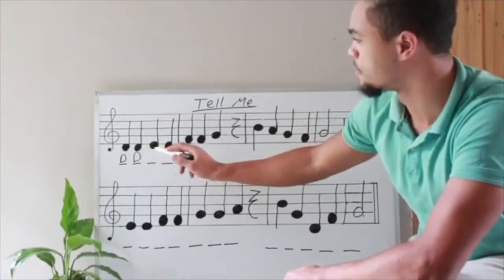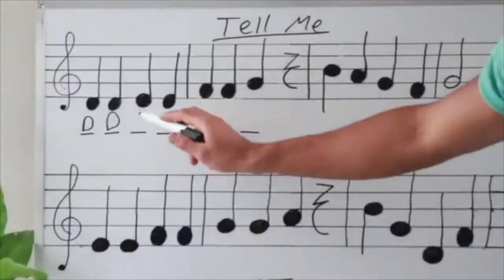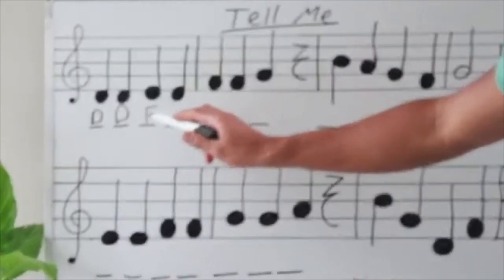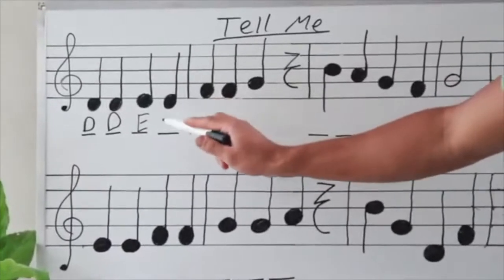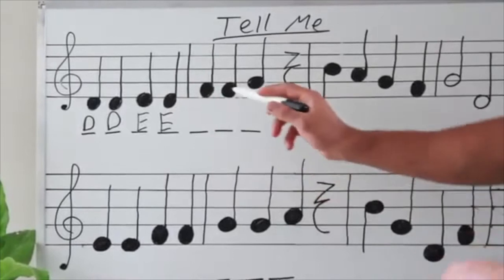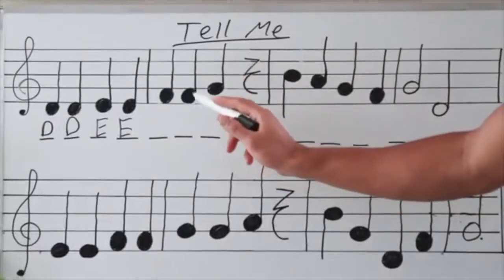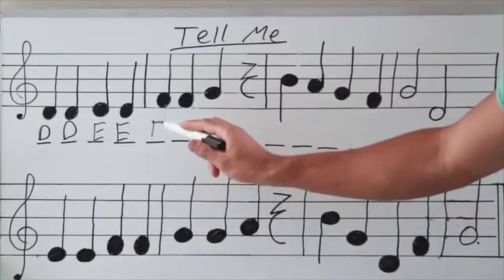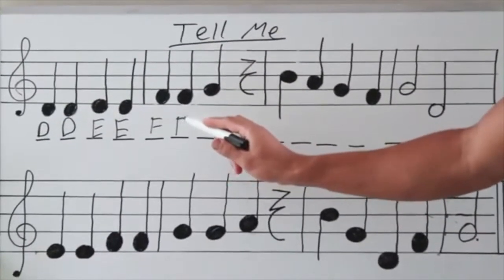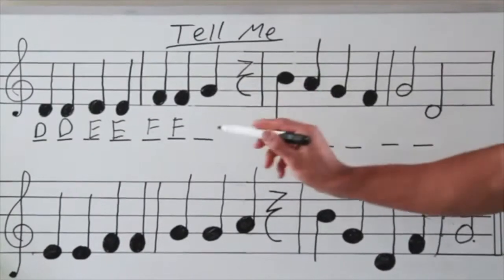So, dangling D. This is on a line, so that is E. It's on the first line, every. This one is the same one, it's on the same line, so we don't even need to try and calculate it. We can see it. What about here? It's on a space, the first space, and this one is on the same space, so that means it's an F. This one's on the second line, so every, good, that's a G.